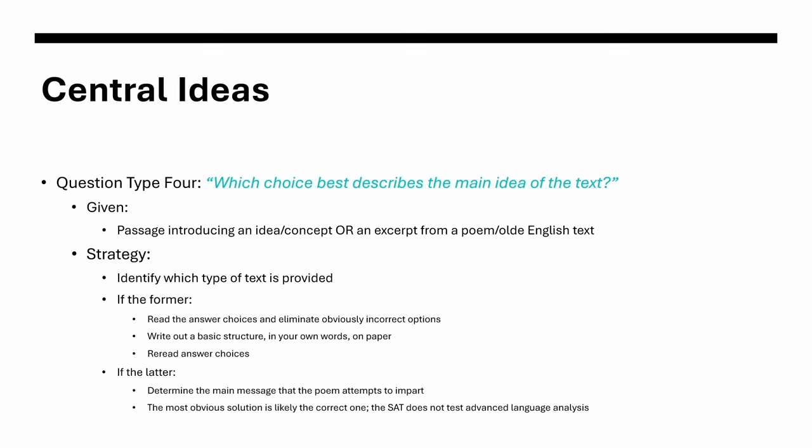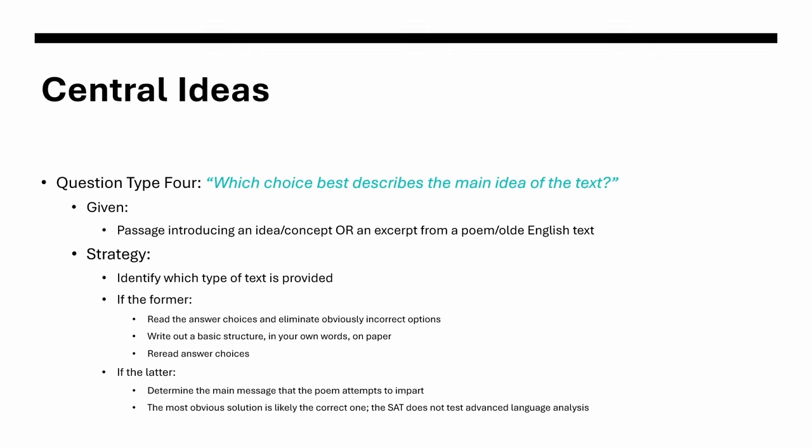Then you're going to write out a basic structure in your own words of what that passage discussed. You're going to be like, okay, so first they had a claim, then they had some details, and then they had a new development. Something like that. Just write that down in some specific words on your own paper, then reread the answer choices and see which one best matches up with the outline that you yourself drew.